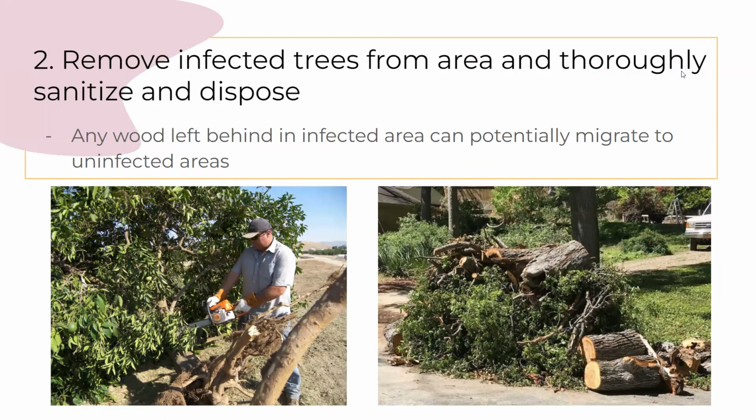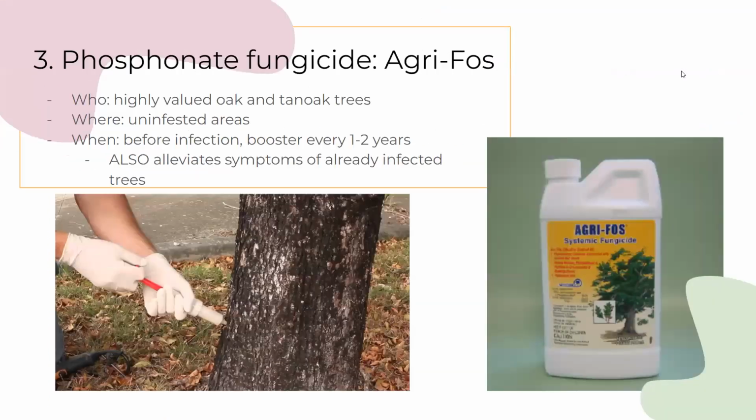The area must also be thoroughly sanitized, as any bit of soil or leaves can migrate to an uninfected area. Lastly, there's a phosphonate fungicide named Agrifos that can be administered to highly valued oak and tan oak trees. This treatment must be done before infection on healthy trees and maintained every so often, such as 1 to 2 years with a booster. It can also act to alleviate some symptoms that infected trees experience.